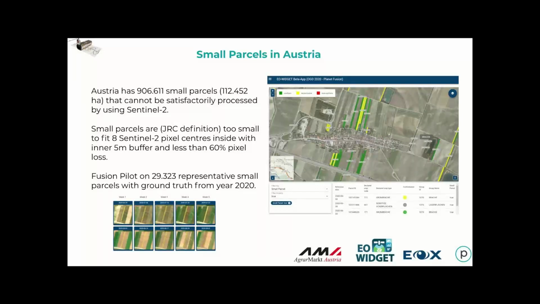Austria has the challenge of having nearly 900,000 small parcels that cannot be monitored by Sentinel-2. The definition of a small parcel in this pilot is when a parcel is too small to fit 8 Sentinel-2 pixels inside the parcel polygon, including a 5-meter buffer and less than 60% pixel loss. Other paying agencies might have other definitions of small parcels. The EU Widget project can adapt to that, but this is how we did it in this pilot, where we then, on a representative sample of some 30,000 parcels, compared Fusion data to the ground truth we had from 2020.